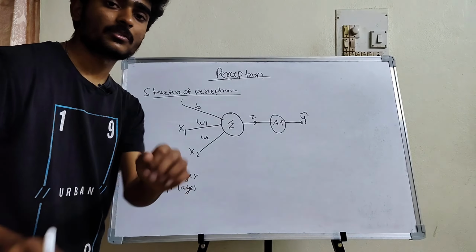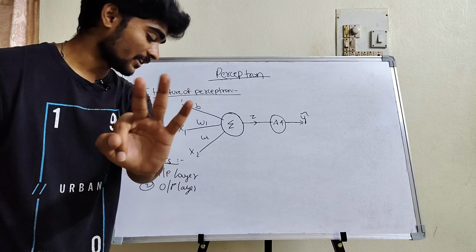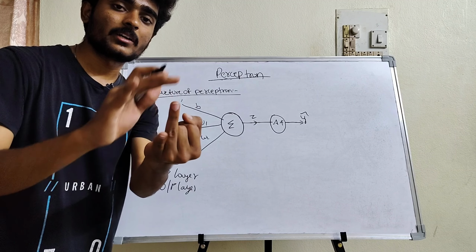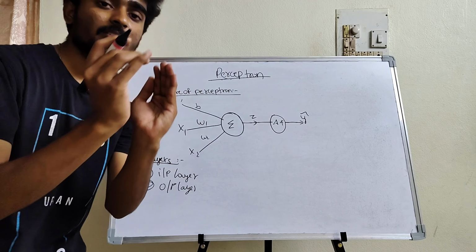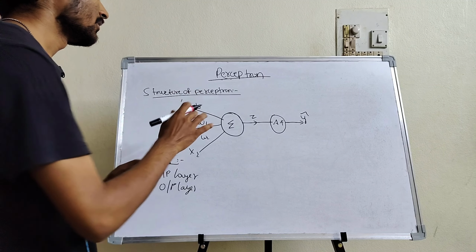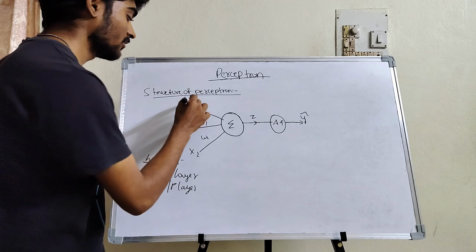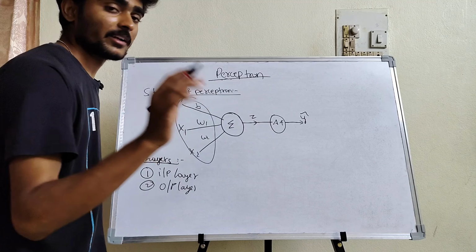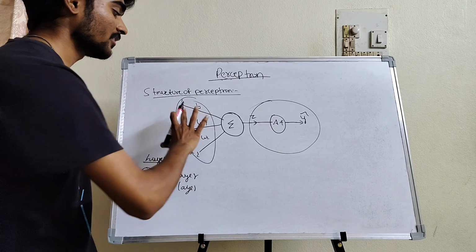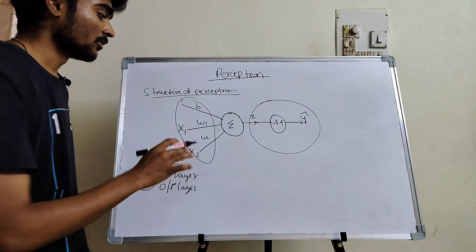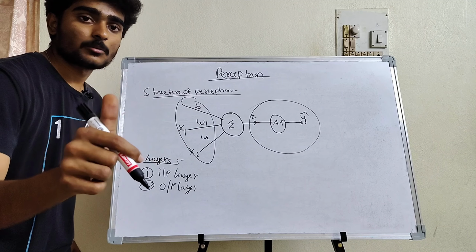Generally, in neural networks, we'll have three layers: input layer, hidden layer, and output layer. But in a single layered perceptron, we will have two layers. One is the input layer, and the next is the output layer. So these are the two layers of a perceptron. Okay. Now what does this input layer do?